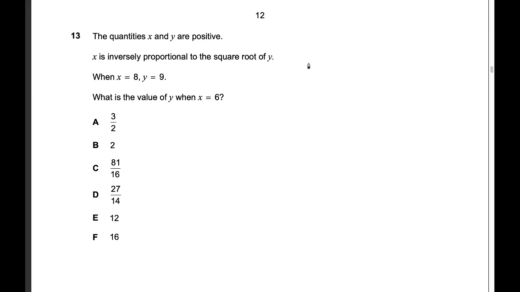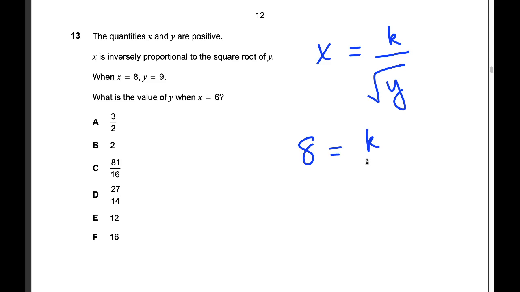Okay. So moving on, the quantities x and y are positive. X is inversely proportional to the square root of y. So I could write that as x is equal to some constant k over the square root of y. When x is 8, y is 9, what is the value of y when x is 6? So we need to work out this constant k. I'm going to put 8 is equal to k over root 9, which is just 3. So k is 24.